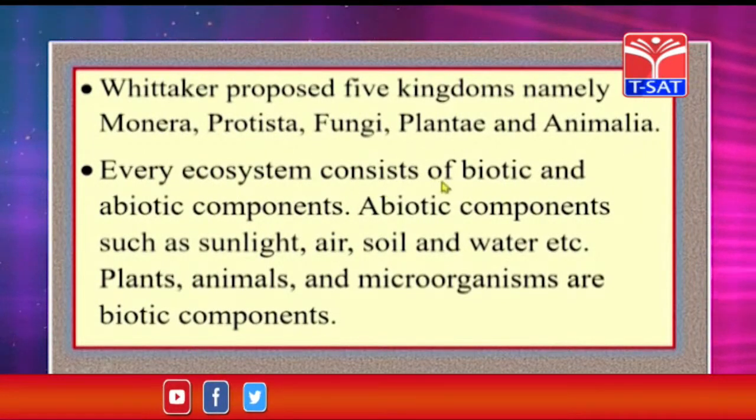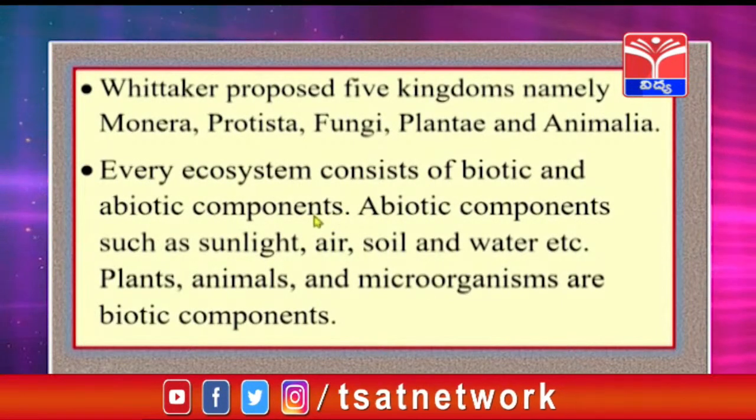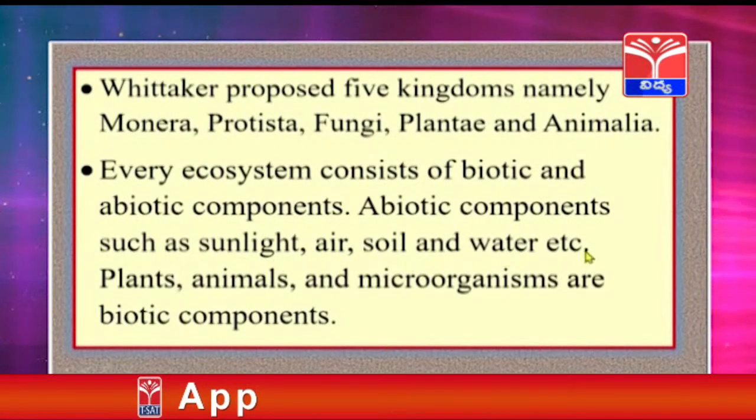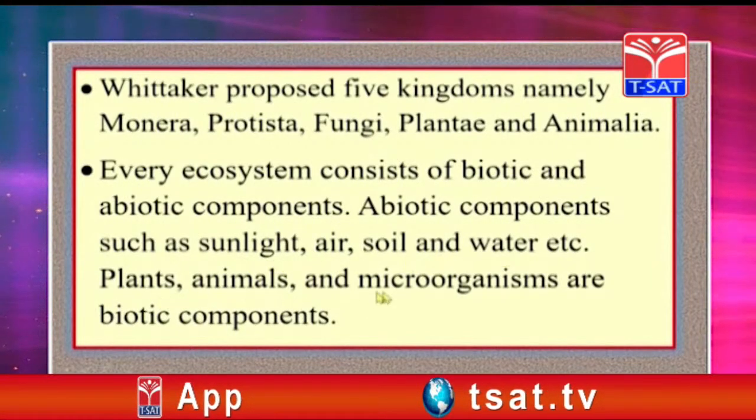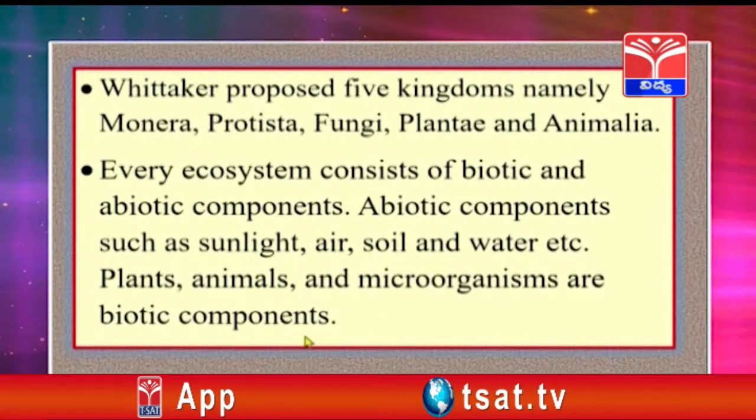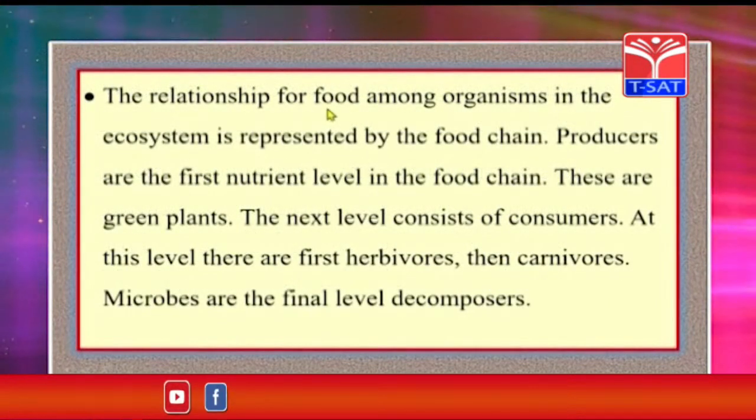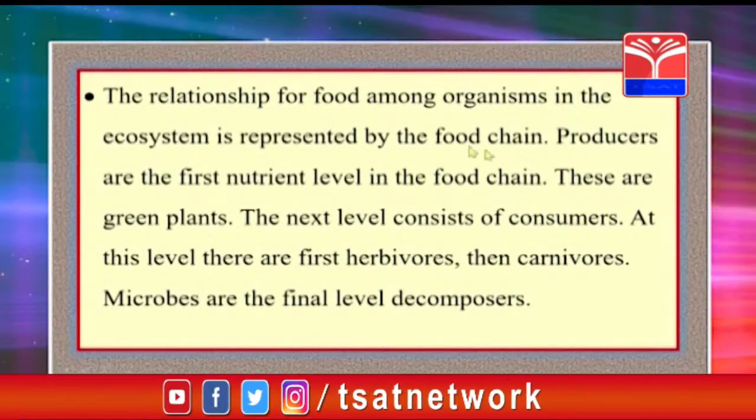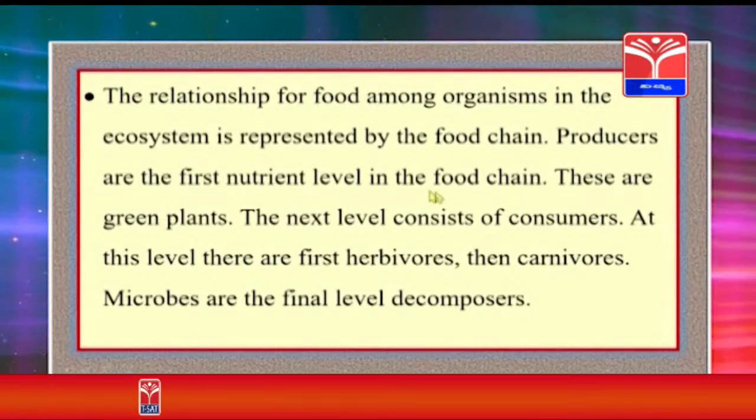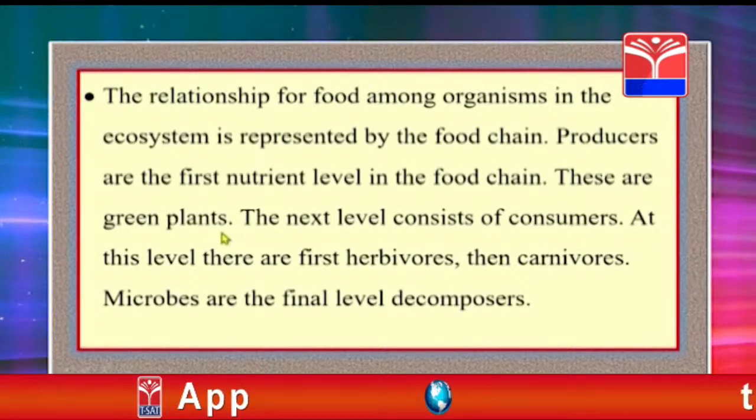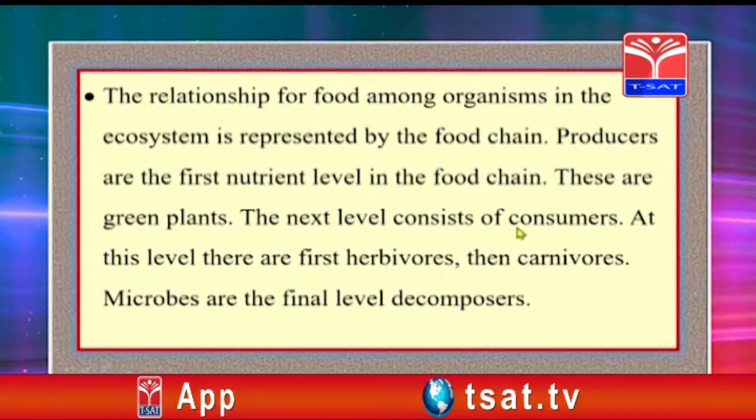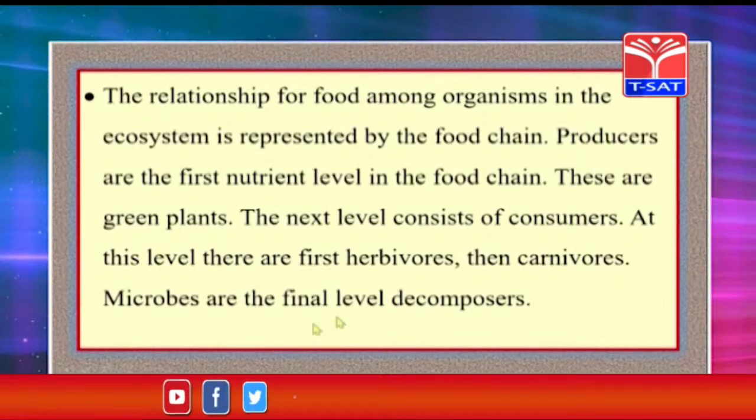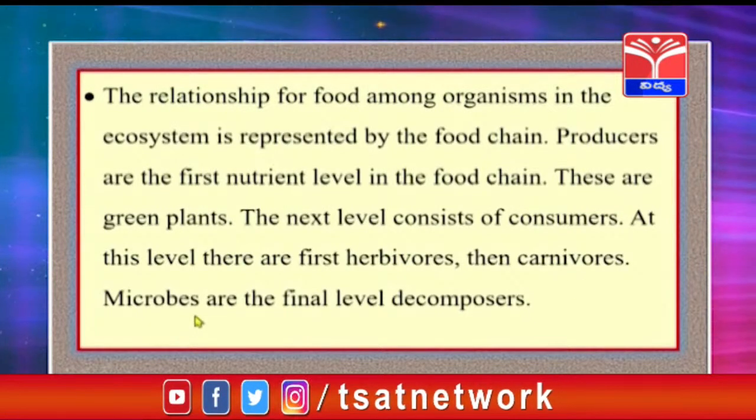Every ecosystem consists of biotic and abiotic components. Abiotic components are such as sunlight, air, soil and water, etc. Plants, animals and microorganisms are biotic components. The relationship for food among organisms in the ecosystem is represented by the food chain. Producers are the first nutrient level in the food chain. These are green plants. The next level consists of consumers. At this level, there are first herbivores, then carnivores. Microbes are the final level, decomposers.